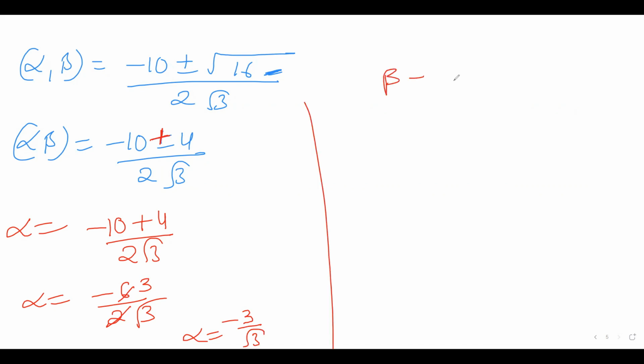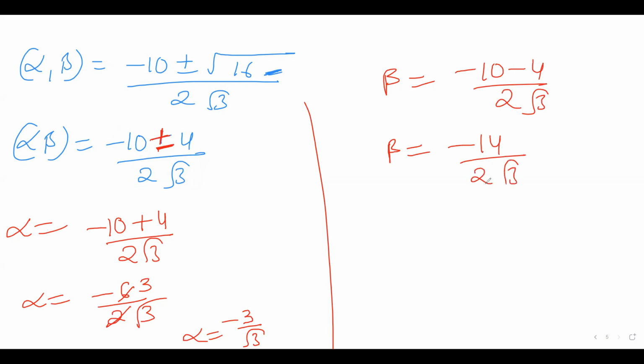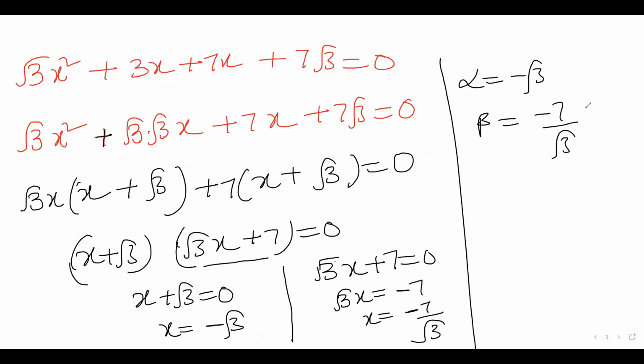In beta we take minus. You take minus 10 minus 4, by denominator as it is, 2 root 3. Got it? Tell me, what is beta? Minus 14 by 2 root 3. 2 how many times? 7 times. Beta is equal to minus 7 by root 3. Let us check. Minus 7 by root 3, perfect.